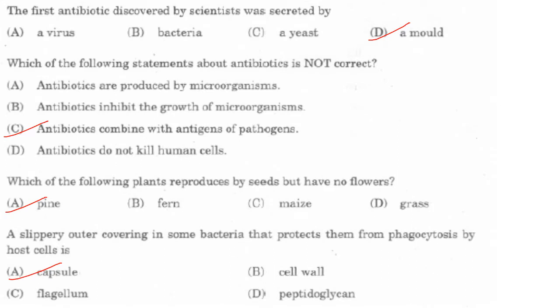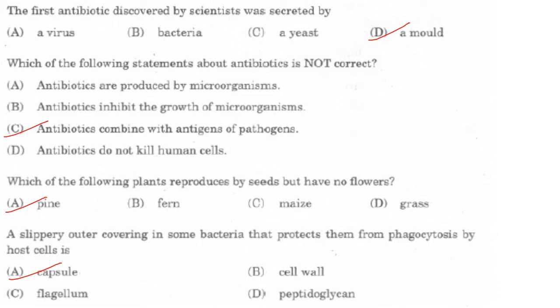Then, next one. The first antibiotic discovered by scientists was secreted by a mold. The penicillin was secreted by a mold. The answer is option D, a mold.